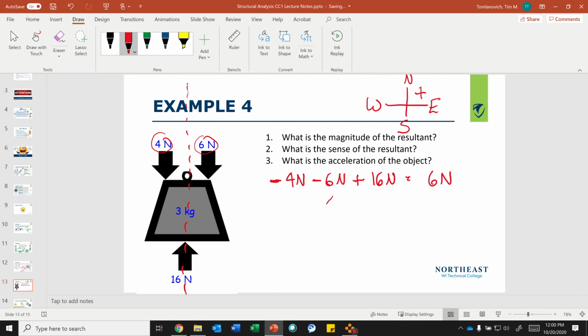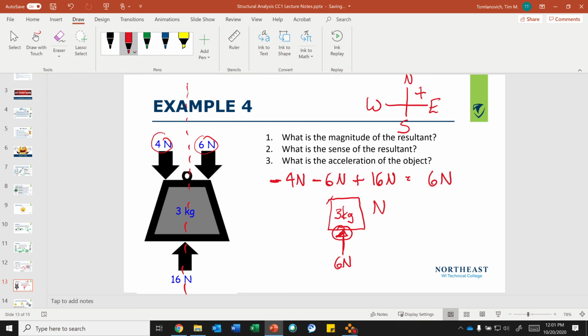Now if I draw this box again, we know it's 3 kilograms. And then we have a resultant of 6 newtons going up, right? So this object is moving up because I have 10 newtons pushing down. I added the ones pushing down, and I added the ones pushing up, and the difference is 6 newtons. So this object is moving to the north. That is question number 2: what is the sense of the resultant? And the answer is north.